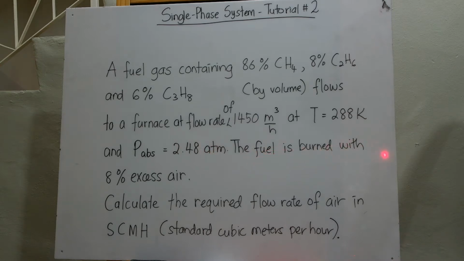The fuel is burned with 8% excess air. Calculate the required flow rate of air in SCMH. SCMH is standard cubic meters per hour.